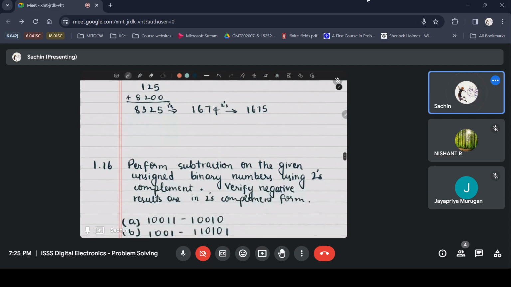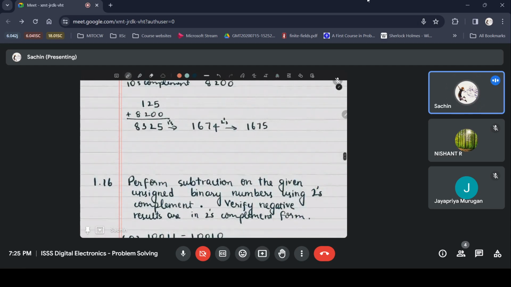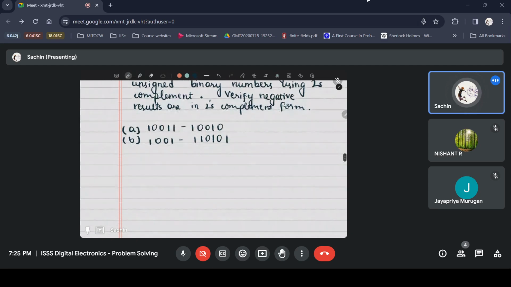Okay. Perform subtraction on the given unsigned binary numbers using 2's complement. Verify negative results are in 2's complement form. Same thing we did earlier, except that we will do it with binary numbers because we are more interested in binary. We should have more practice in binary. So let's do it. 10010, 1's complement.